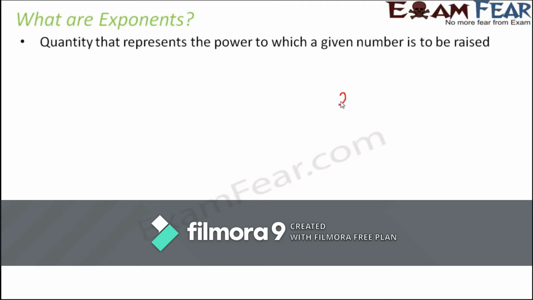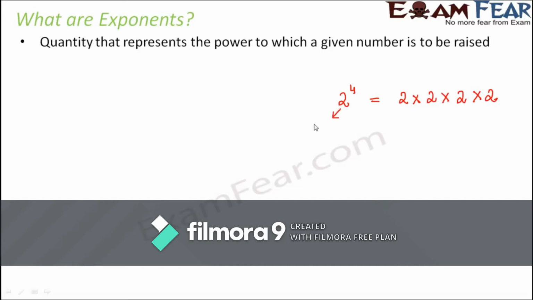Let's take an example. Let's say 2 to the power 4. So what is exponent? This 2 to the power 4 is exponent. Especially this number 4 is the exponent. Why? Because this number represents how many times we use 2 in multiplication. So if your exponent is 4, that means you need to use 2 four times in multiplication. So you will multiply 2 four times.